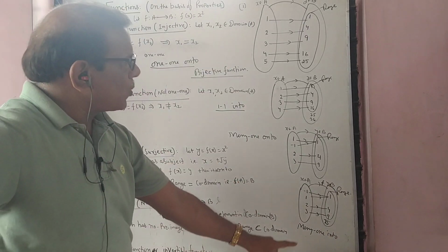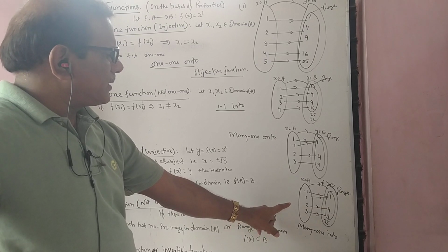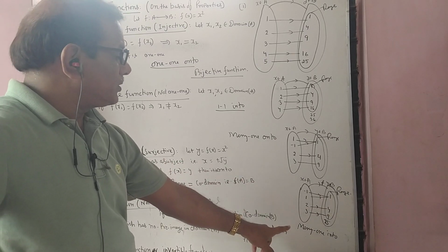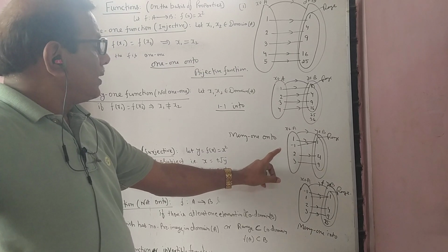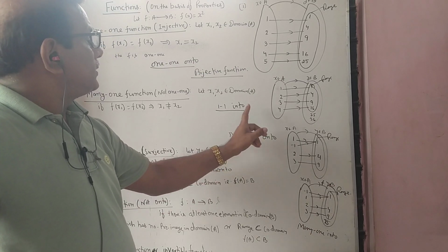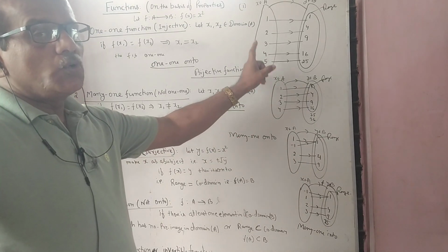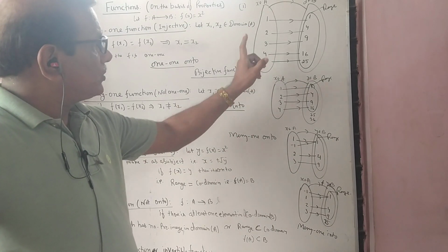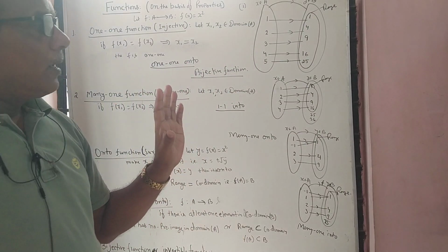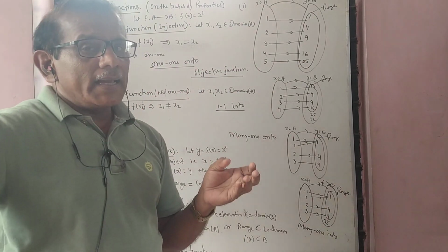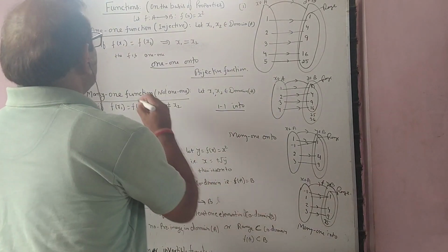So out of these four, this one cannot be bijective because ये into है, one-one नहीं है. This is onto, but this is not one-one. This is one-one, but not onto. But this is one-one and onto both, injective and surjective both. That's why this first function is said to be a bijective function. A bijective function has another name also, that is invertible function.